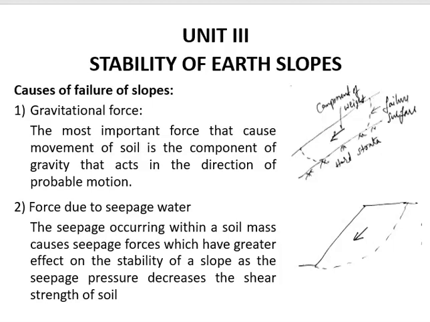The first one is gravitational force. The most important force that causes the movement of soil is the component of gravity that acts in the direction of probable motion. The second one is force due to seepage water. The seepage occurring within a soil mass causes seepage forces which have a greater effect on the stability of a slope, as the seepage pressure decreases the shear strength of soil.